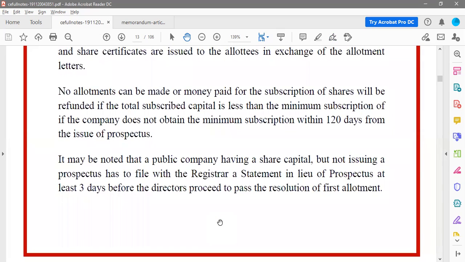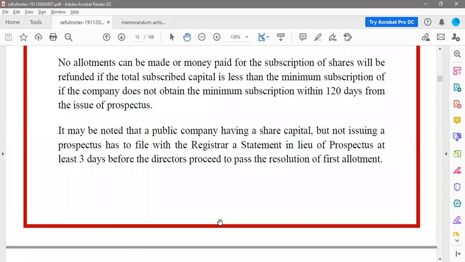Now after the allotment stage, any amount which is left over, they can call it in intervals. Whenever the company wants, they can call it in intervals. So that is first call, second call, and final call for the shares.